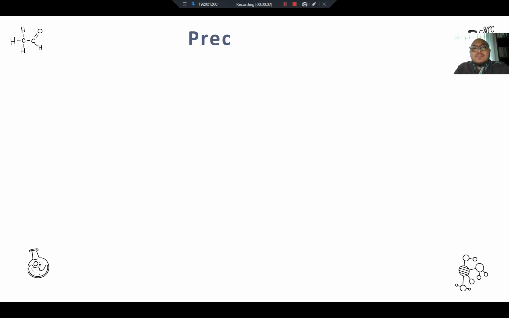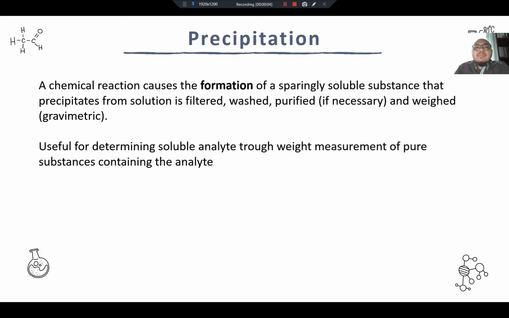Now that we already learned about complexation, I can go to precipitation, because precipitation can occur through the formation of a new product, or it can occur through complexation. A chemical reaction causes the formation of a sparingly soluble substance that precipitates from solution, is filtered, washed, purified, and weighed. That is gravimetric analysis. So in precipitation, we cause the formation of an insoluble, sparingly soluble, or low soluble substance.